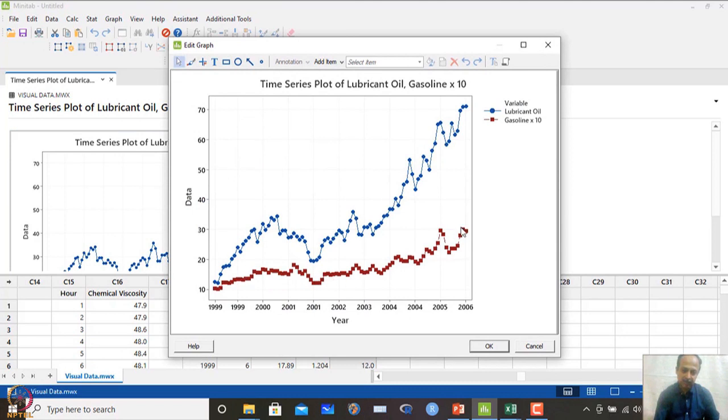You see some amount of variability in the increasing trend, not so much increasing as is seen in gasoline, but lubricant oil is steadily increasing. So we can see the trend is also following a pattern, but the gap is quite high over here because the scale is different. To verify whether both are changing simultaneously on the positive side, we can also see the correlation between these two data sets.